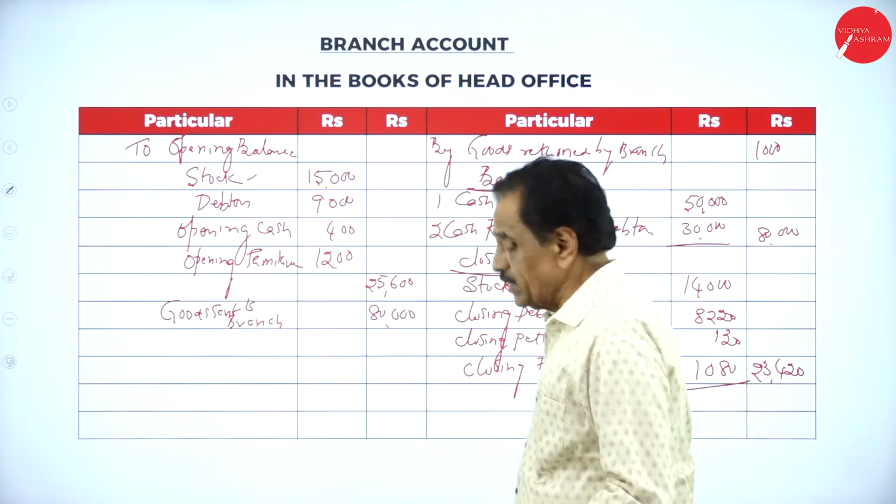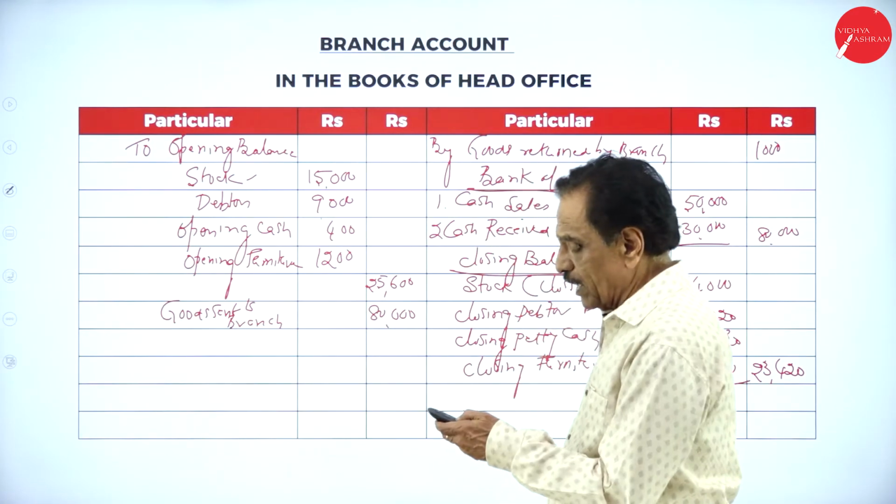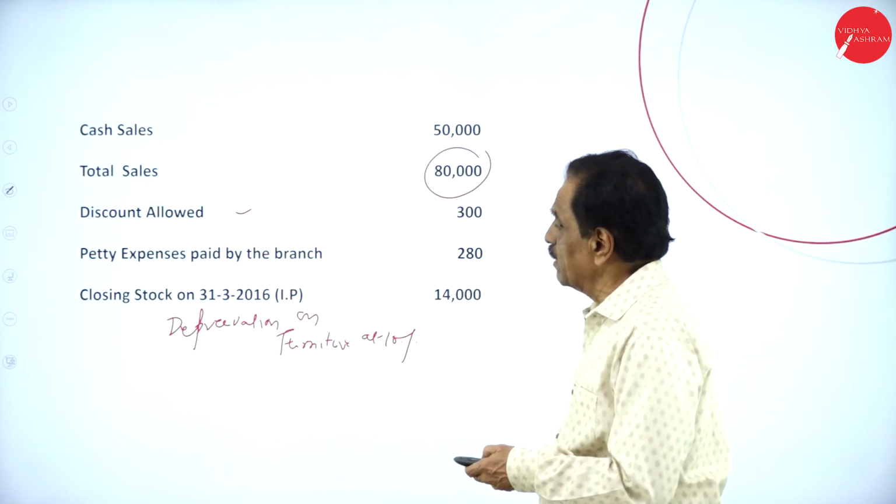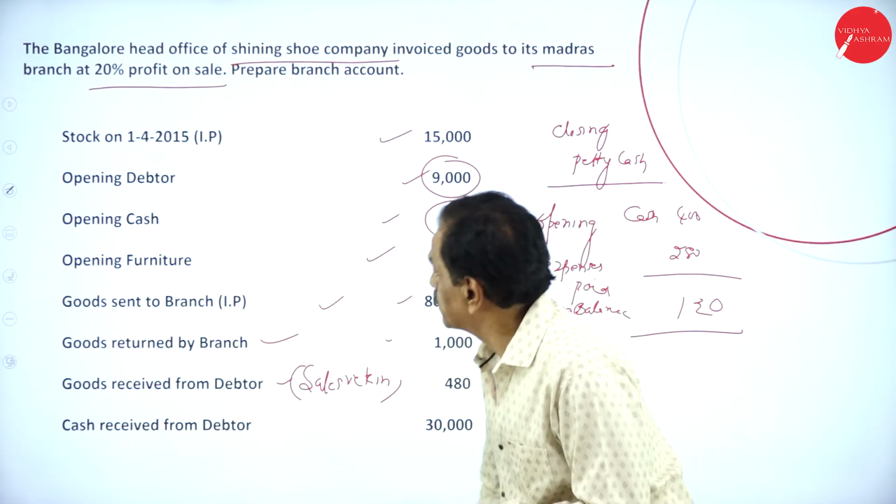Here the expense is not given. Here not goods sent to branch. Some expense would have been given, but as per the problem, they have not given any expense at all. See that? Cash sale, discount allowed, petty expense, that's all. He has not given any expenses at all.